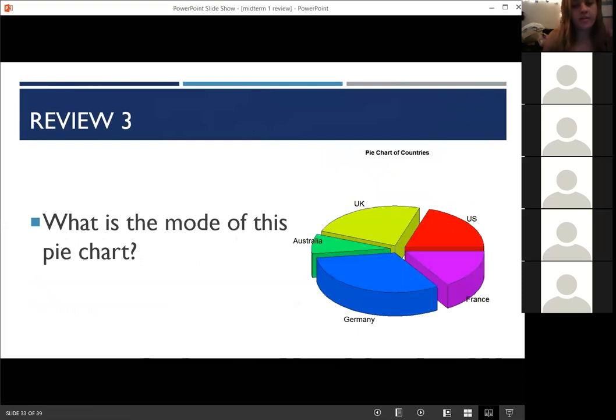Okay, what is the mode of this pie chart? So go ahead, try to read this, and let me know what you think.